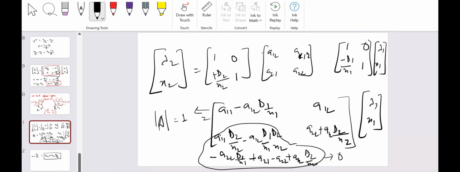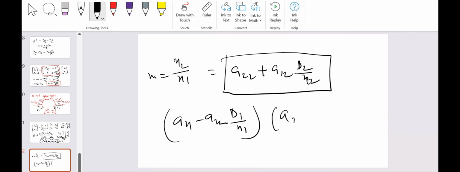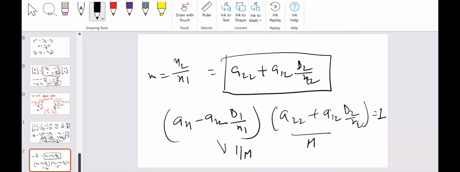And as the determinant of A is equal to 1, so A11 minus A12 D1 N1 into A22 plus A12 D2 N2 is equal to 1. So if this is m, this is 1 by m.